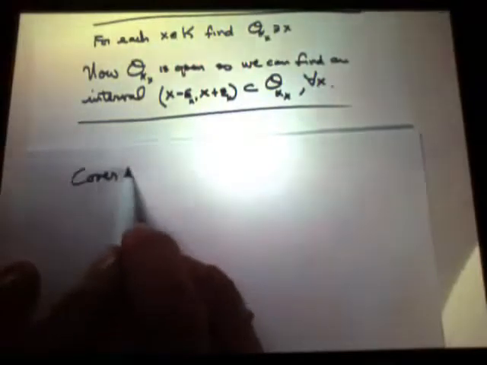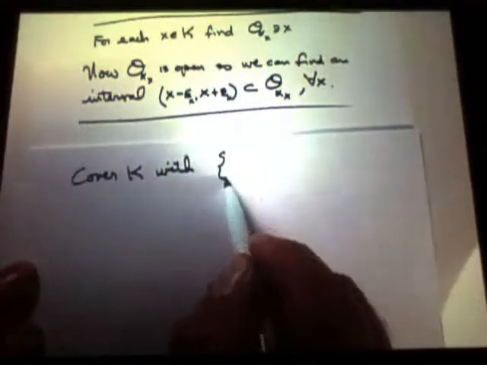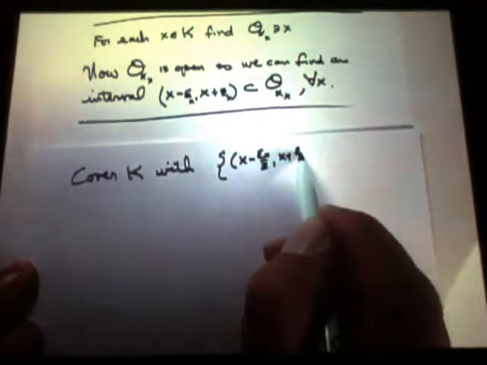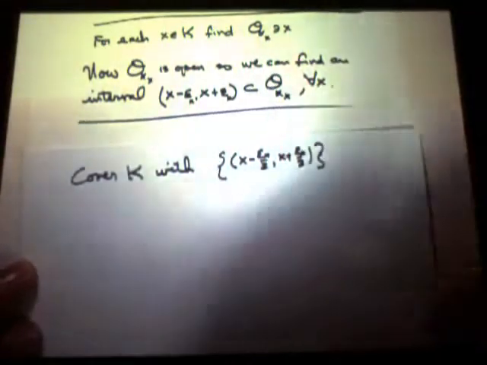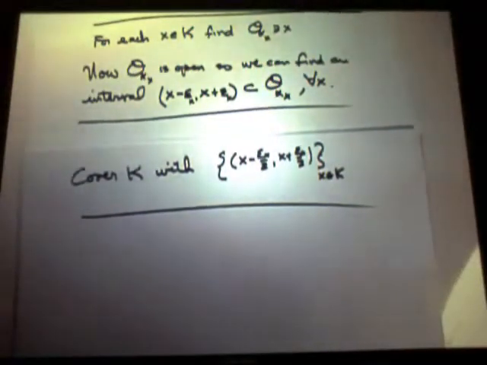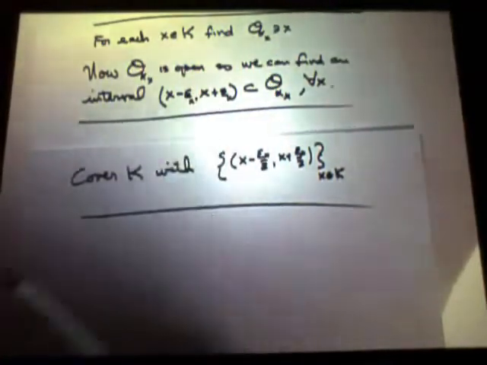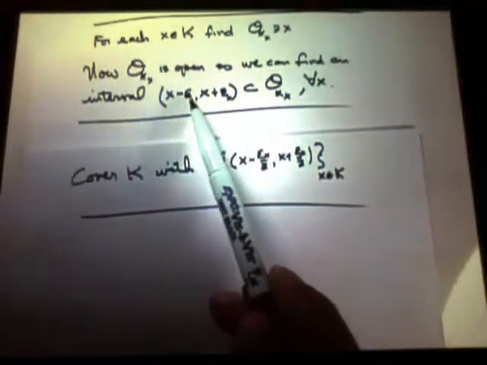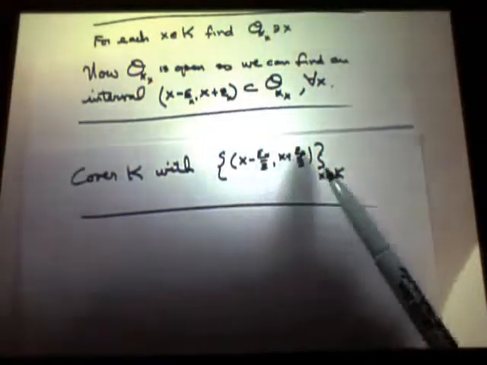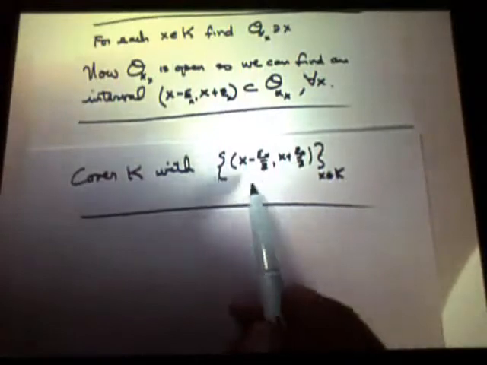Cover K with this cover. So for every x in K, we had one of these dealies, right? There he was. So let's just buy ourselves a little space here and cut the epsilons in half. That's still an open set, still contains x. There's one for each x, so it certainly covers K, right? K is compact. How many of these do we need?